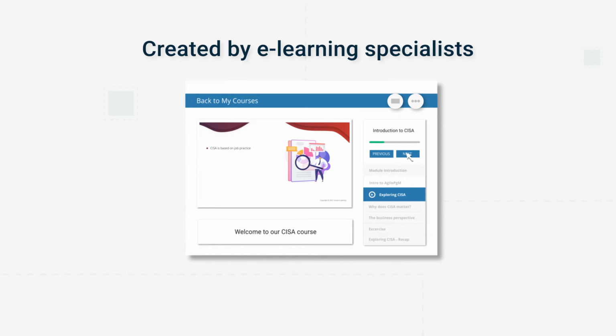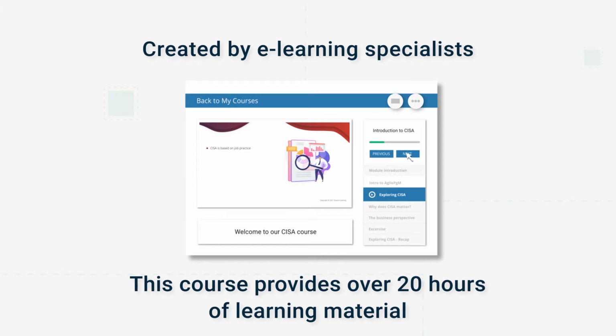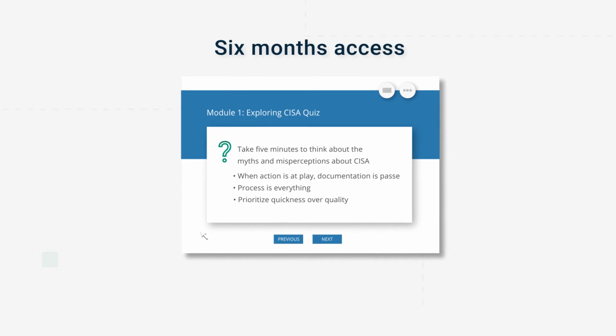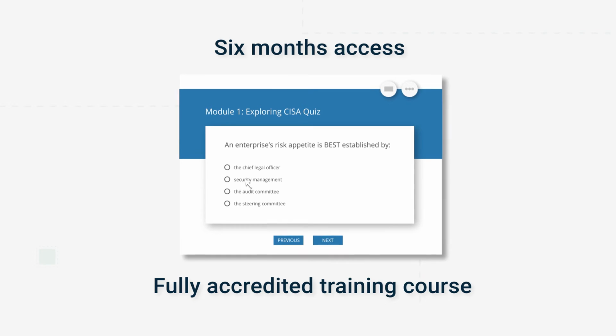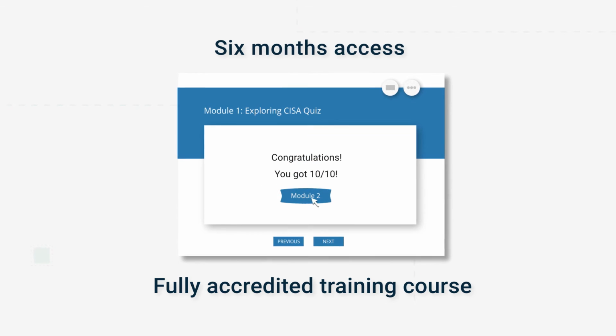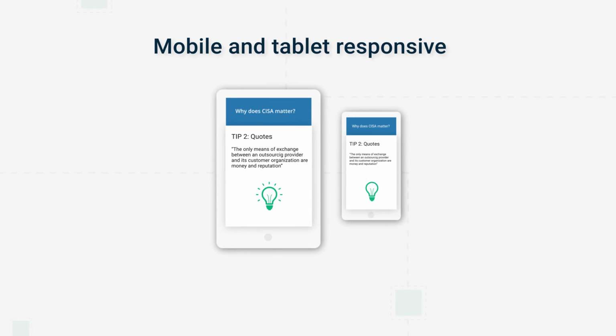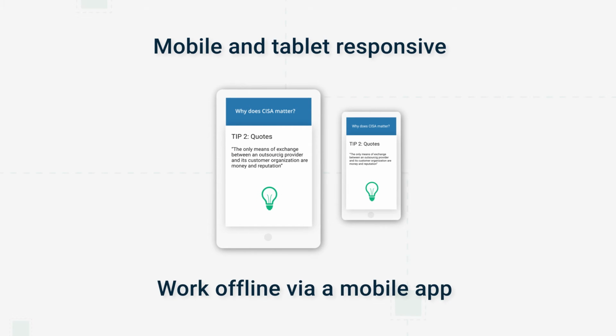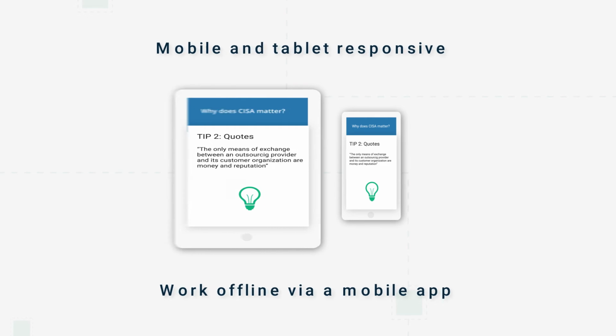Once you begin training, you'll have access to over 20 hours of learning material. This course offers everything you need to prepare for and pass the CISA certification exam. Our courses are not only mobile and tablet responsive, but they can also work offline via a mobile app, which means you can study on the go, wherever you are.